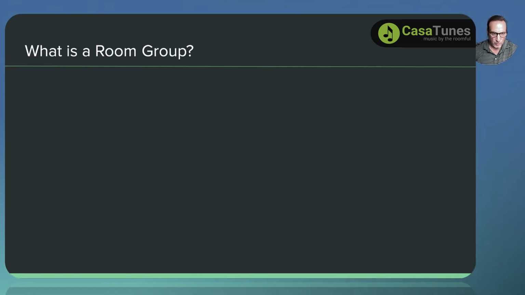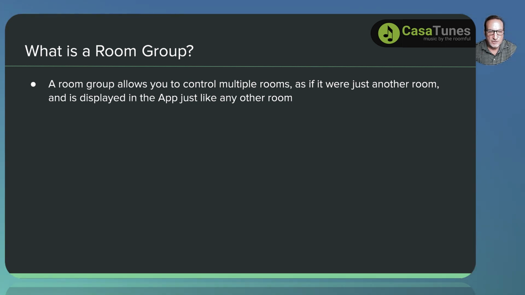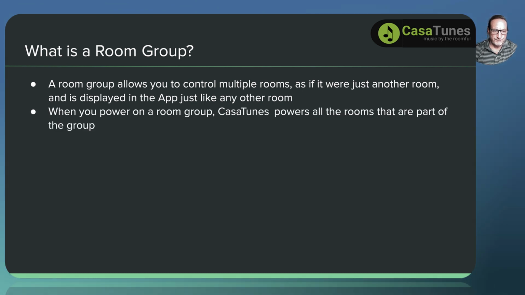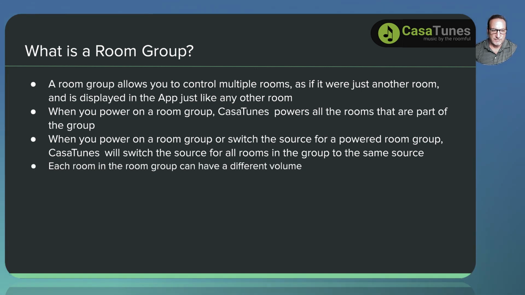So first of all, what is a room group? Well, a CasaTunes room group allows you to control multiple rooms as if it was just another room. And the room group is actually displayed in the app just like any other room. When you power on a room group, CasaTunes will power all the rooms that make up that group. And when you power on a room group or you switch the source for a powered on room group, CasaTunes will switch the source for all the rooms in the group to the same source.